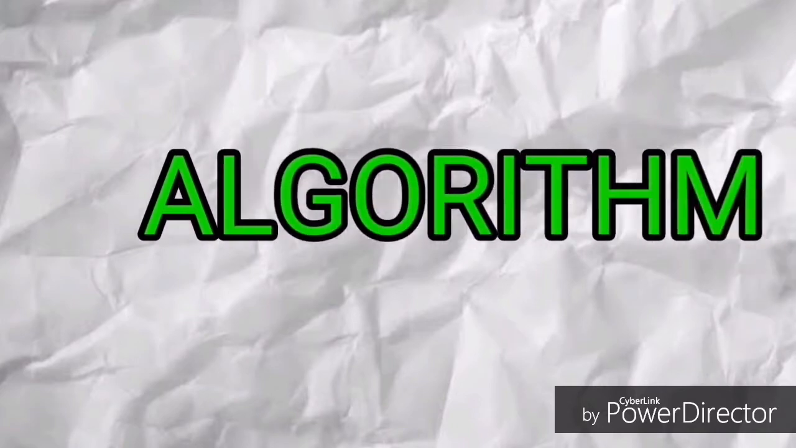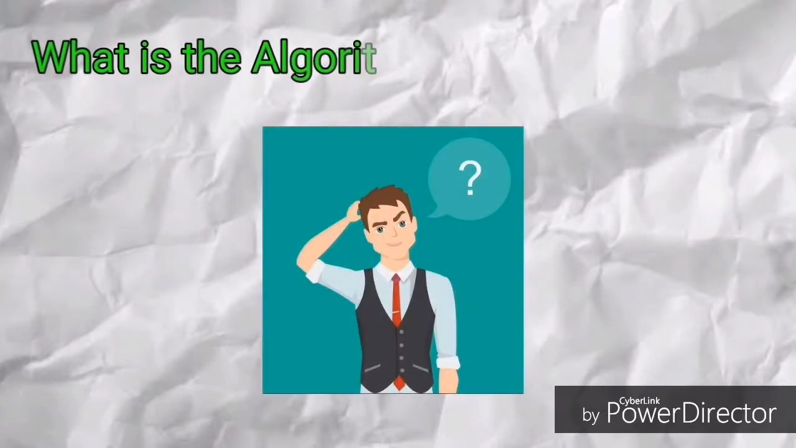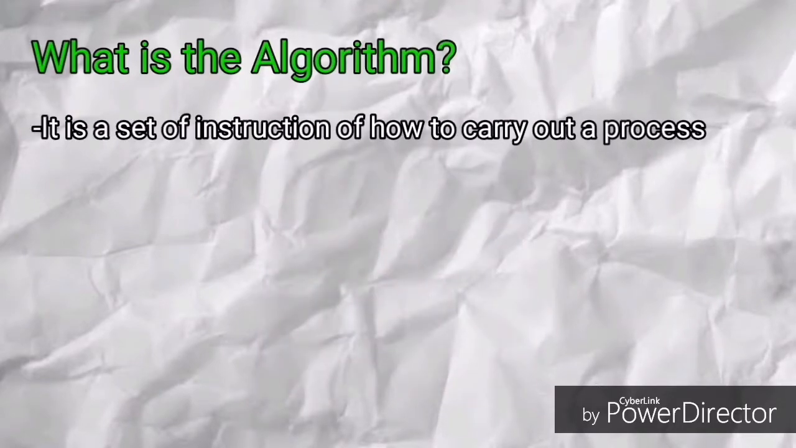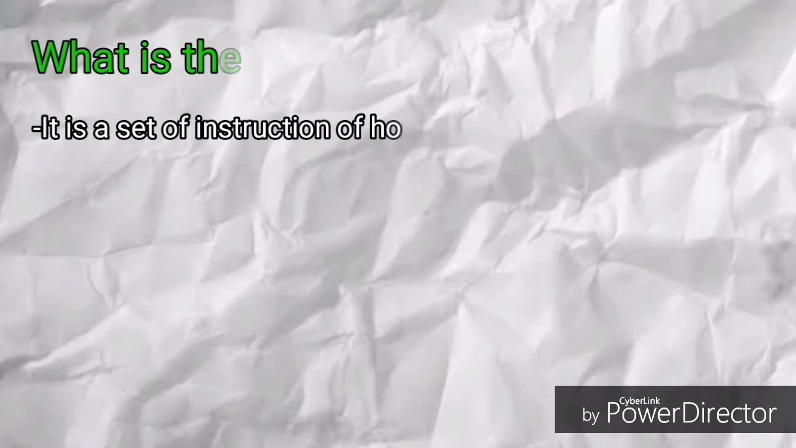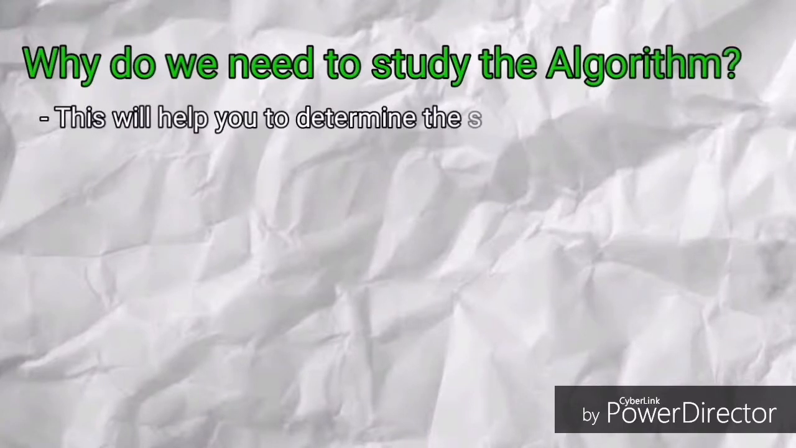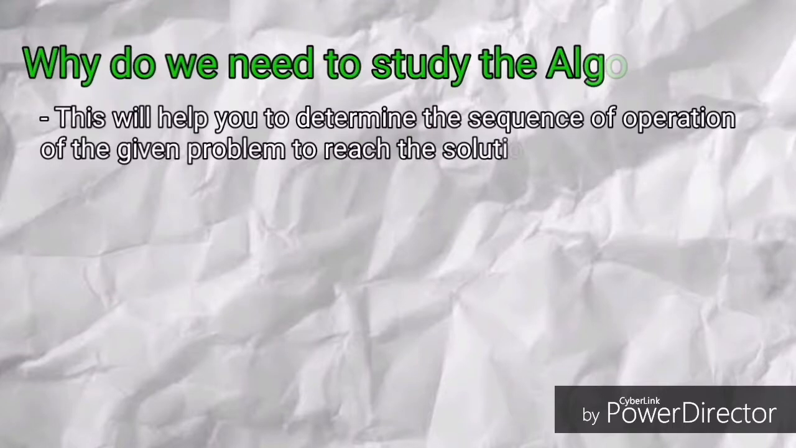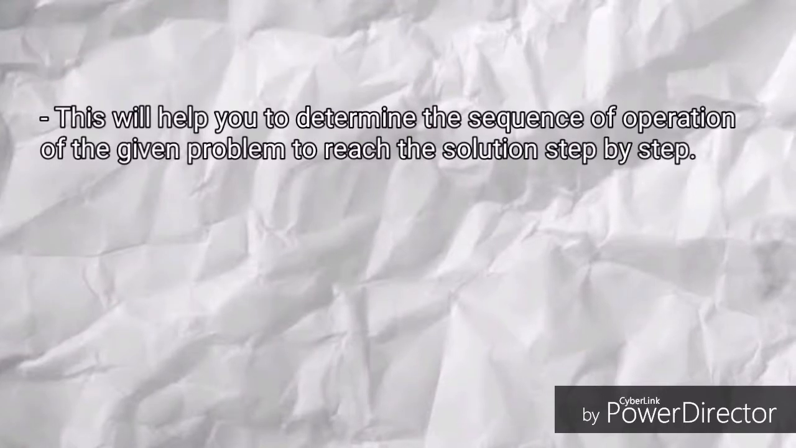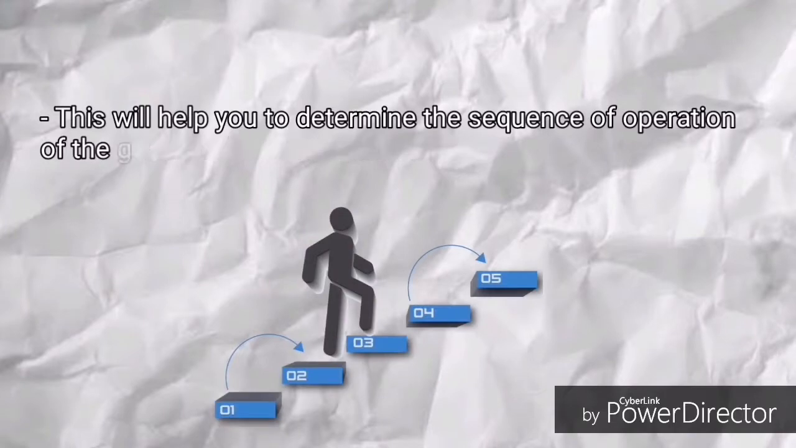Hi, today I'm gonna show you how to write an algorithm and how to draw a flowchart. What is an algorithm? An algorithm is a set of instructions of how to carry out a process. Why do we need to study the algorithm? Because the algorithm will help you determine the sequence of operations of the given problem to reach the solution, step by step.